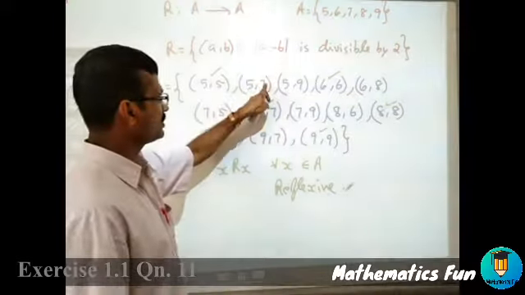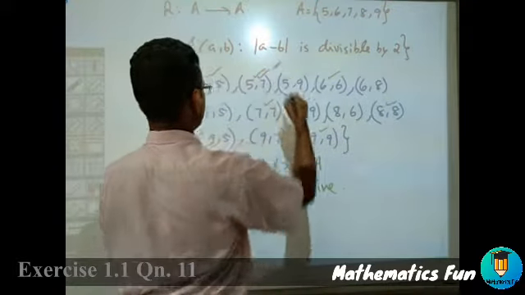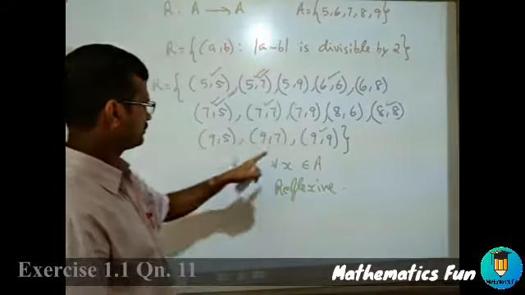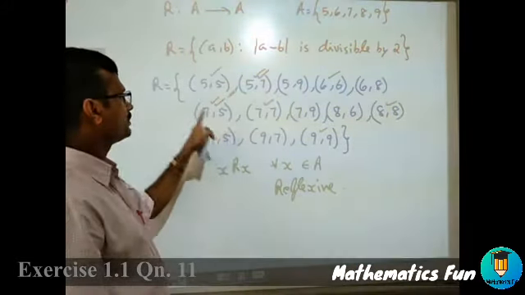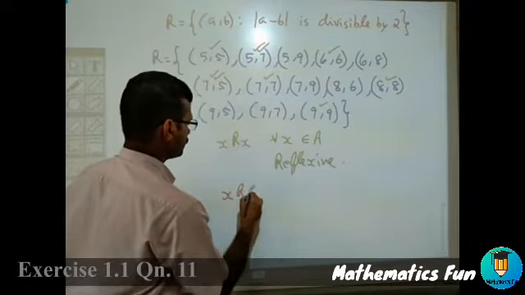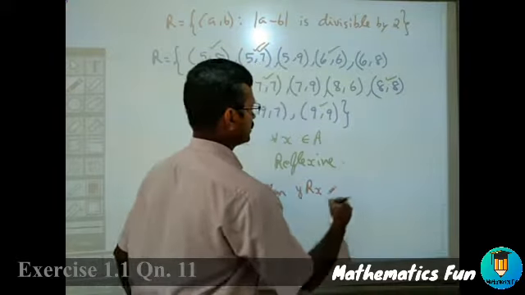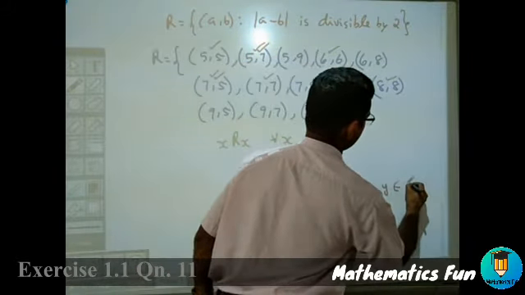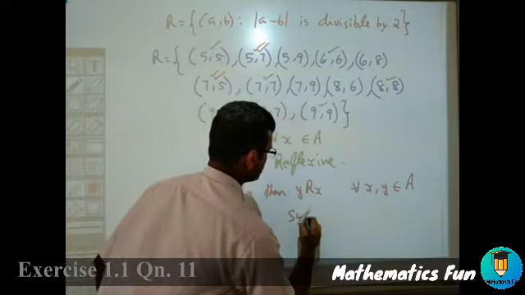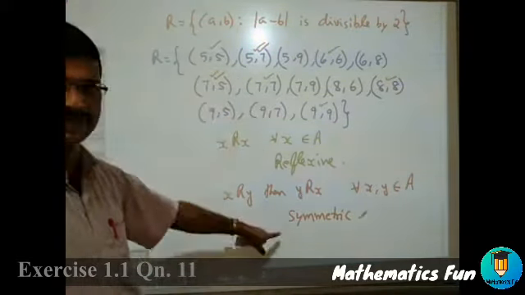Now we have to go for symmetric. If you look at 5, 7, then we need 7, 5. Let's see, 5, 7 is there. Yes, 7, 5 is there. Like that, 5, 9 and 9, 5. So therefore, we can say that if x is related with y, then y is also related with x for all x, y belonging to the set A. Therefore the relation is symmetric. So it is reflexive and symmetric.